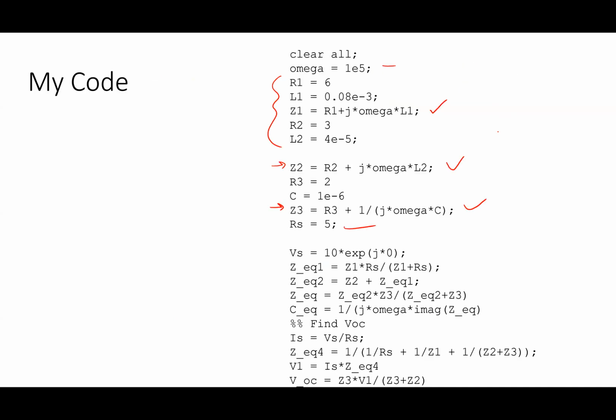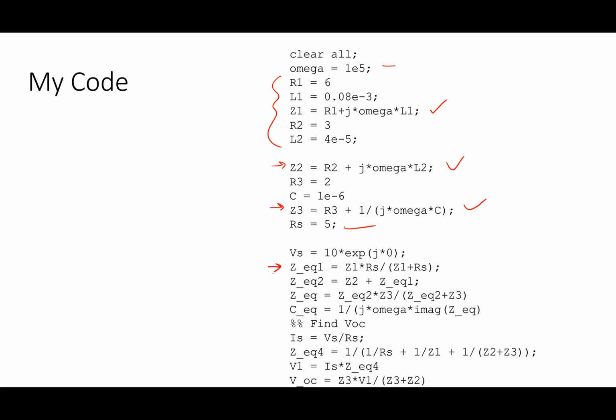So what did I do? I calculated ZEQ1, which is Z1 in parallel with RS, right? So I wrote that down nice and simple, and I can see the number and everything, and I can look at these equations and match them to what I wrote by hand. I like that, right? That's why I'm not looking at numbers. I'm comparing equations. It makes it easier for me to track what I did wrong.